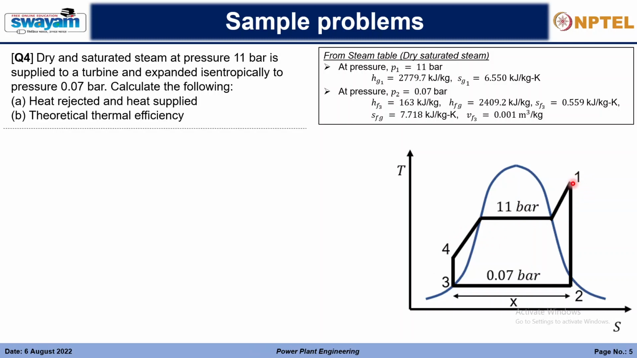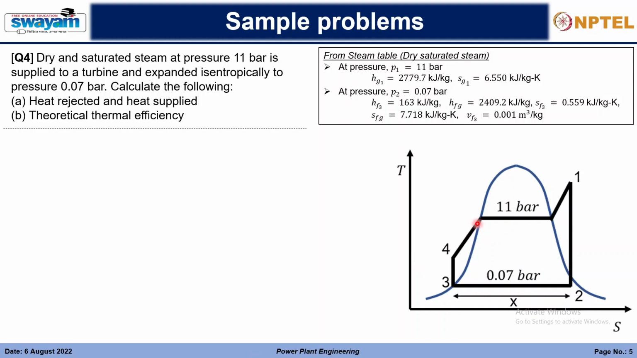The work is being done in the turbine 1 to 2, and some part of that work is utilized in increasing the pressure from point 3 to point 4 by the use of a pump. So this is the simple Rankine cycle. Now we need to calculate the heat rejected and the heat supplied according to the conditions that are given, that is the steam at pressure 11 bar.